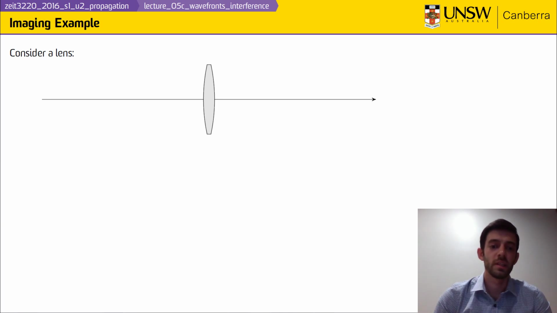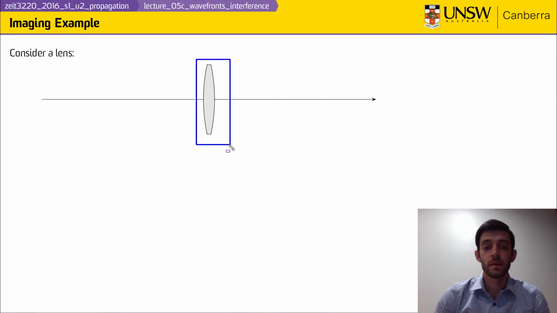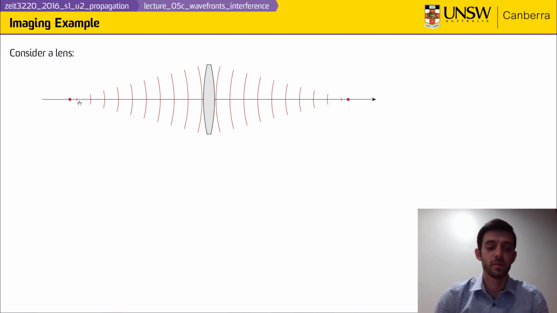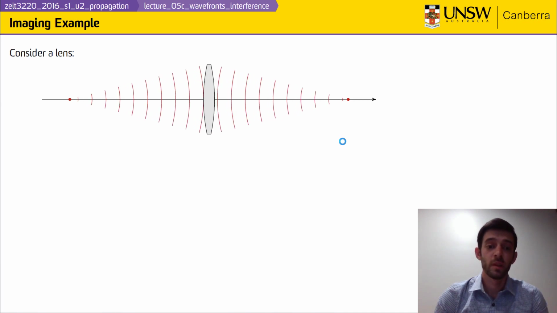Conceptually, it might be easier for us, or at least more intuitively, to talk about wavefronts and interference in terms of a lens or in terms of imaging in optics. A lens is shown here, and on the left side we have a diverging spherical wave, and on the right hand side of the lens we have a collapsing spherical wave. And what the lens does is it converts one set of wavefronts into another set of wavefronts.